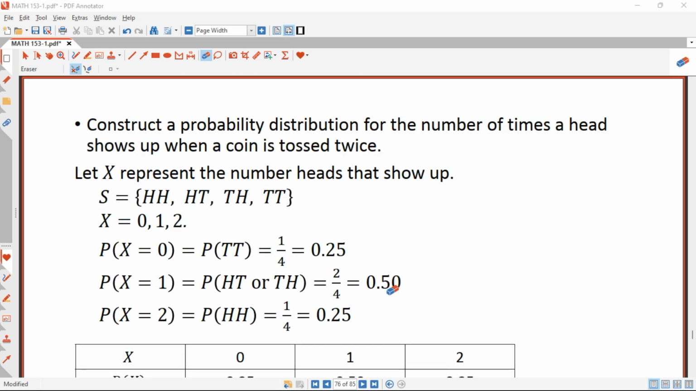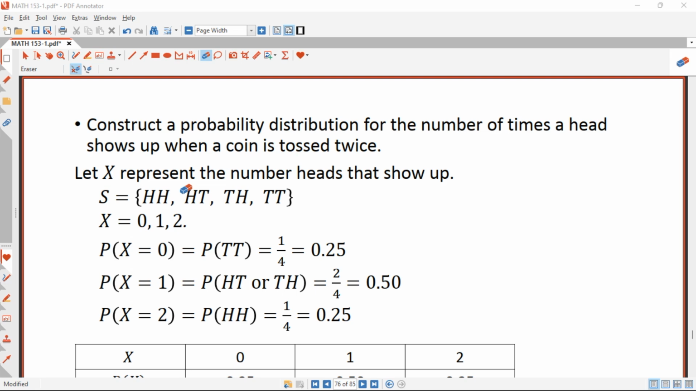Then there is another question here. It says construct a probability distribution for the number of times a head shows up when a coin is tossed twice. Let x represent the number of heads that show up. So right now they want us to construct a probability distribution where a coin is tossed twice, right? And in my previous video, the introduction to probability, I showed you how we can get our sample space when a die is tossed twice.